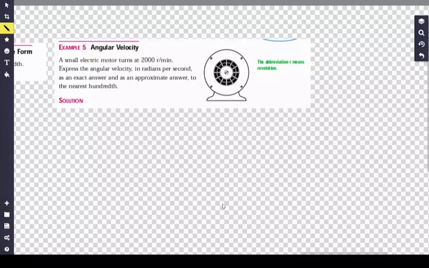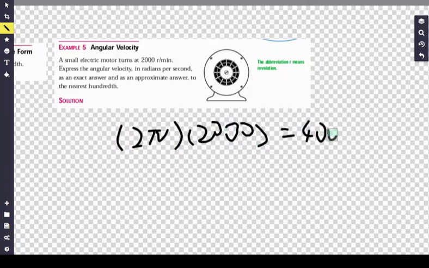So before we start, let's go ahead and convert revolutions into radians. One revolution is 360 degrees, which is also equal to 2 pi. Right? So we have no problem over there. So if we take 2 pi, we have to multiply that by 2,000 since it spins 2,000 revolutions. It's going to give you 4,000 pi per minute. However, we need to convert that to seconds. So how many seconds are there in a minute? Most of us should know there are 60 seconds in a minute.